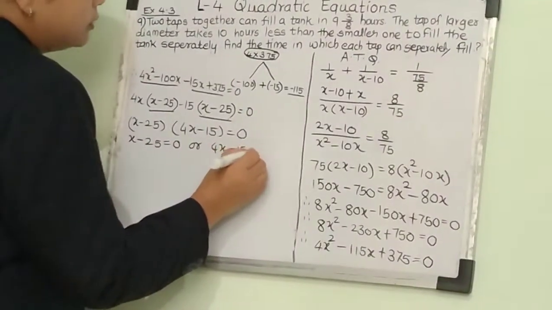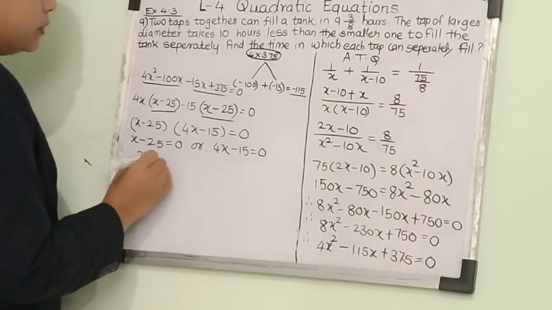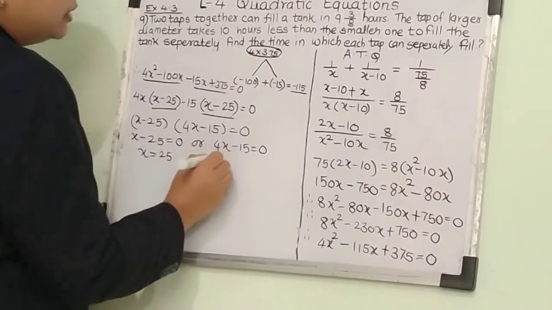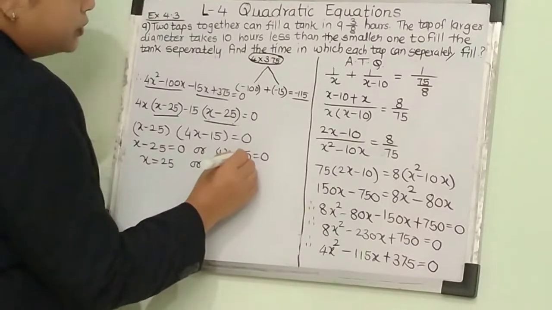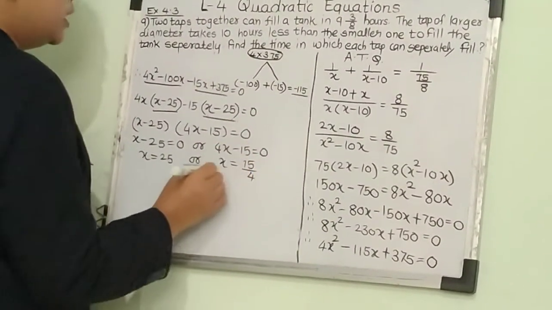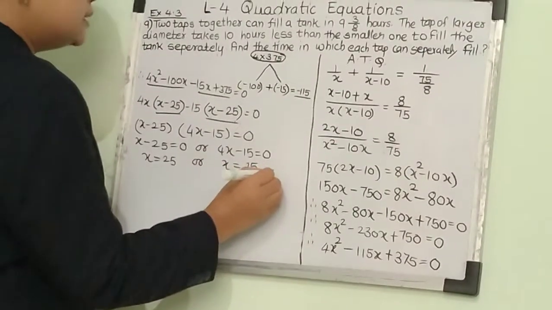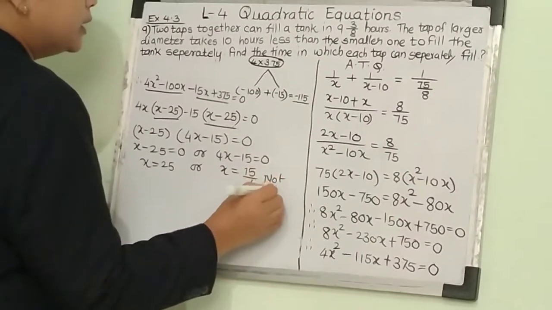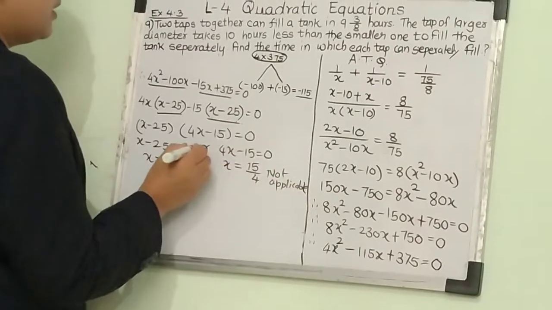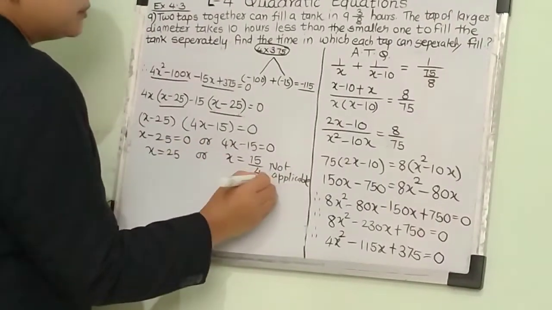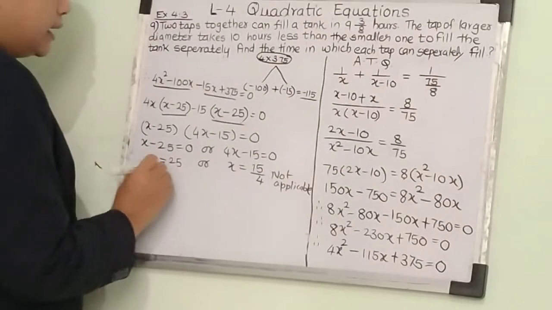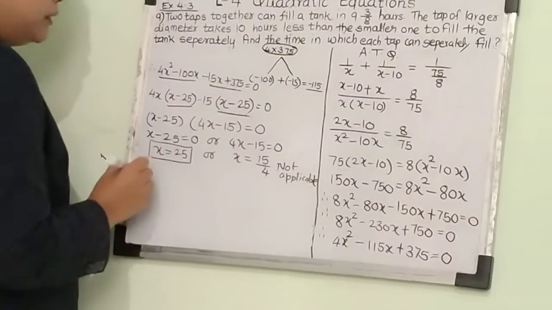4x minus 15 equals 0. X equals, first we shift the 15 and 4 to the denominator, so we get 25. Now this term is not applicable, so we can say that x equals 25.